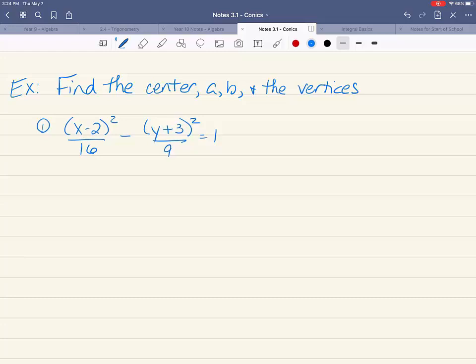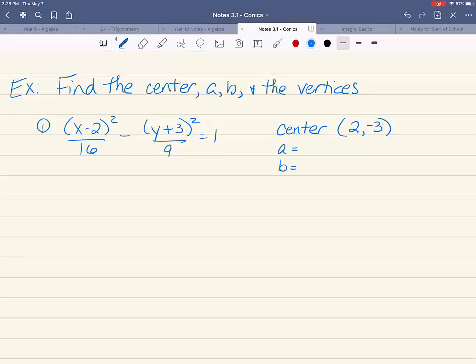All right, so we need 4 pieces of information. We need the center, we need A, B, and the vertices. Now the center is found exactly like it was on an ellipse. Remember, insiders lie, so you're looking at the numbers inside the brackets with x and y to find your center. The center here is positive 2, negative 3. The minus sign between the fractions has no bearing on the center. All it does is tell you that it's a hyperbola.